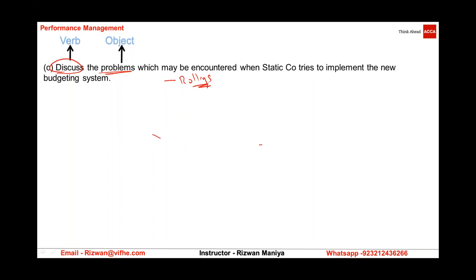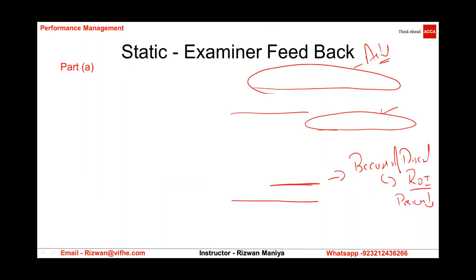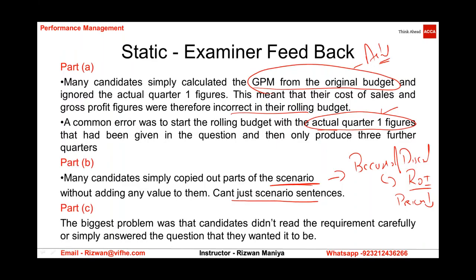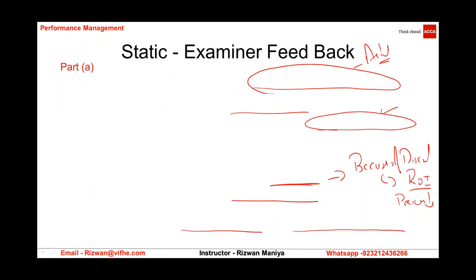So see what we have to write. We have to write about the rolling budget problems, or we have to write about the implementation problems. Students, you can't believe the examiner said that people were writing about the rolling budget general problems. The biggest problem was that candidates didn't understand the requirement fully or simply answered the question that they wanted it to be. You can't write rolling budget problems. You have to write about what will be the problem in implementation.